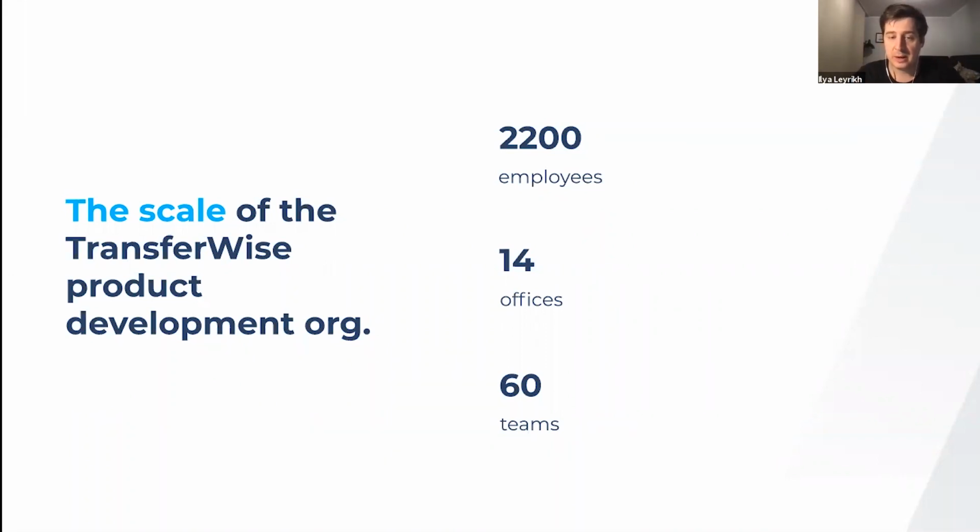And today we are more than 2,200 employees working across 14 offices. And what's more important, we have like 60 autonomous teams working on the different parts of the product. So all the topics that I will be talking about can work on quite large scale, not only at the scale of one team, but also on medium size and relatively large organizations.